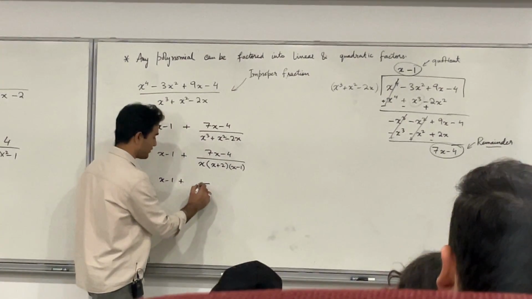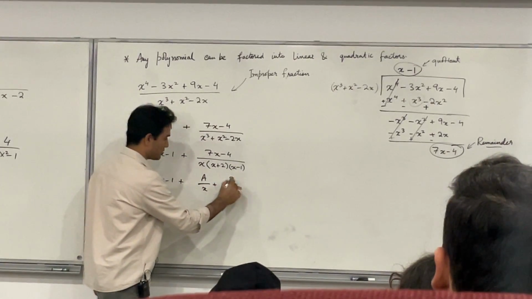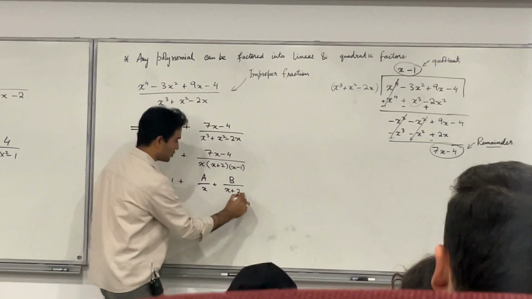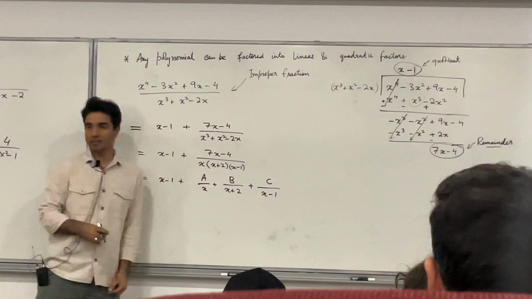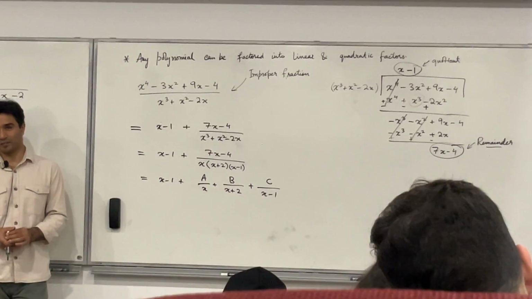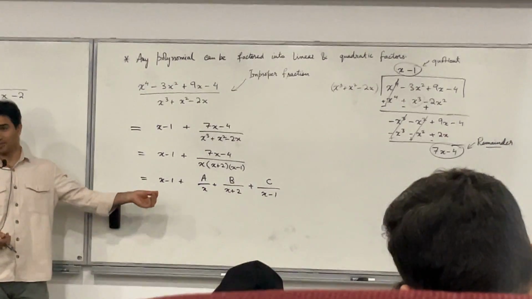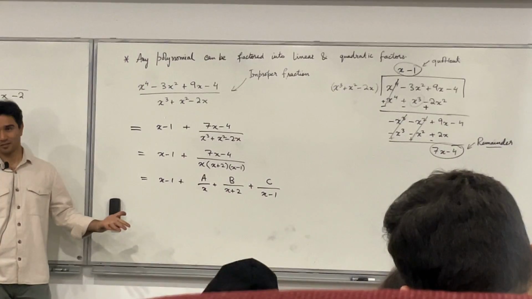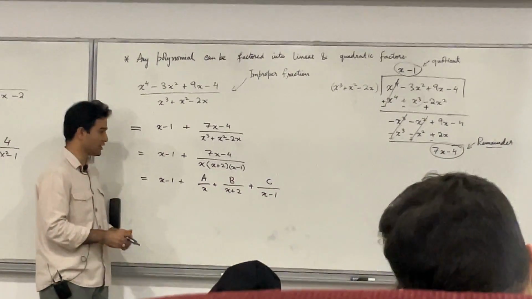So we know we have some number over x, some number over x plus 2, and then some number over x minus 1, right? Typically these numbers a, b, c come out to be rational numbers, like 5 over 13 or some crazy number like that. I've chosen them in this example so that they come out nice. But don't be fooled, they come out as rational numbers generally.